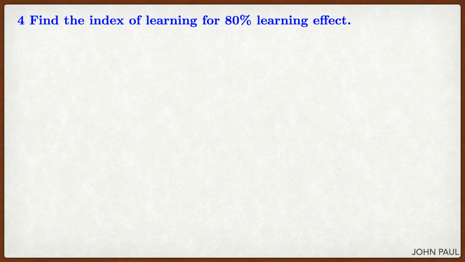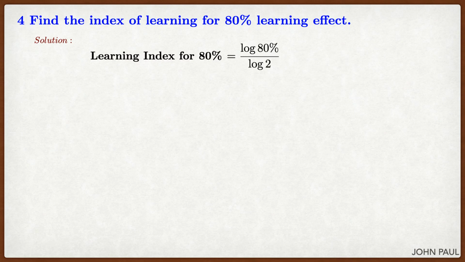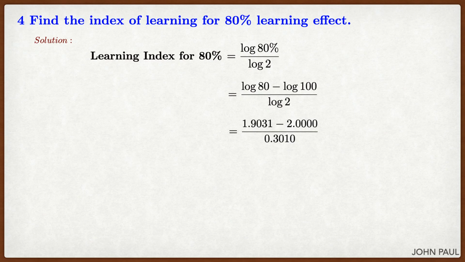Find the index of learning for 80% learning effect. Solution: same as the previous problem. Learning index for 80% equals log of 80% by log 2, which is log 80 minus log 100 by log 2. We can write log 80 as 1.9031 minus 2.00, by 0.3010. By simplifying, we get minus 0.3219. This is the learning index for 80%.